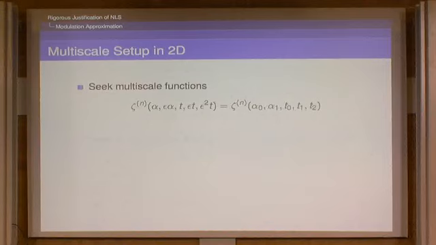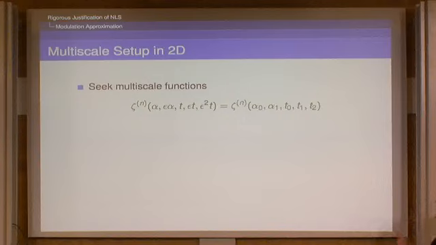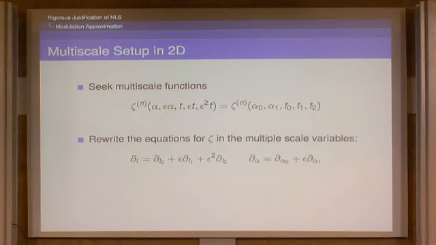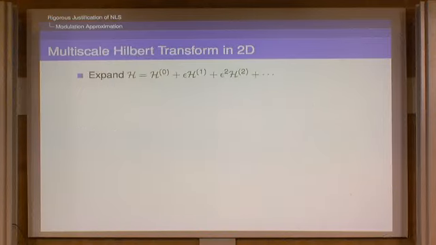The way this is done is you replace each of these dependencies on the slow variables with other variables, what they call multi-scales, like this. This is one of those parts where I have to apologize for going over the multi-scale calculation again, in case you're very familiar with this. When you do this, you have to interpret everything in terms of these new multi-scale variables. It's pretty clear what to do for space and time: you just use the chain rule, essentially. This is what it should be. And the question is, how do you deal with the action of this Hilbert transform on multi-scale functions?